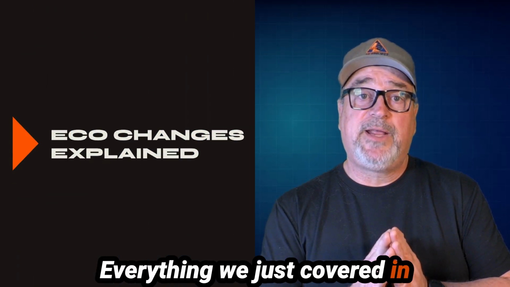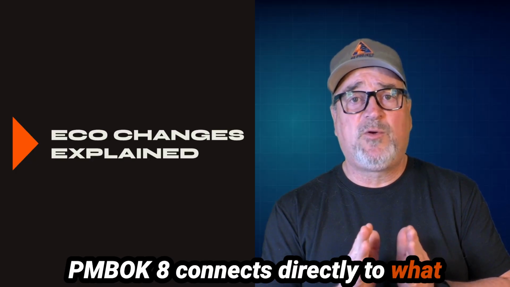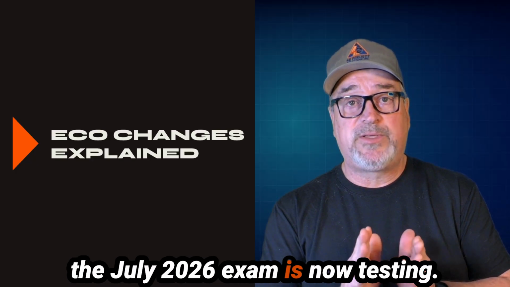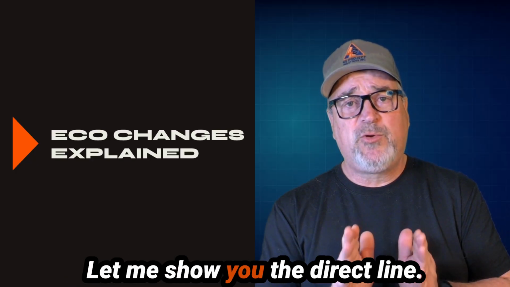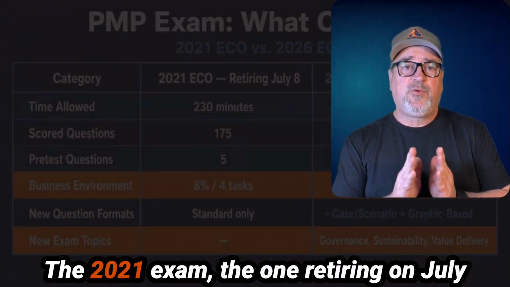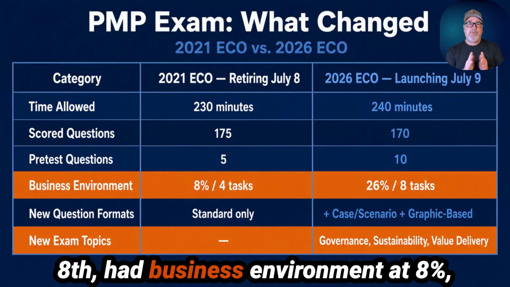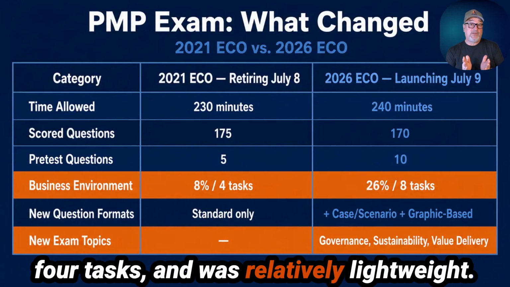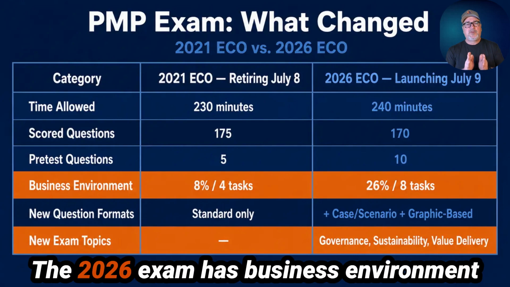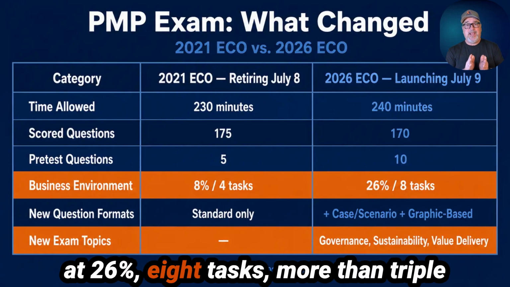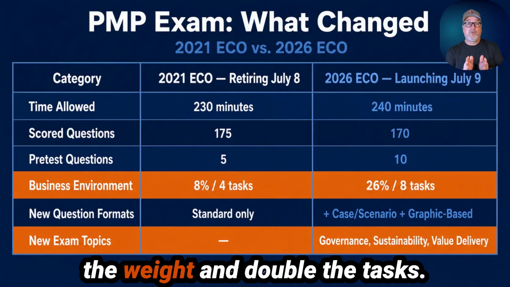Everything we just covered in PMBOK 8 connects directly to what the July 2026 ECO is now testing. Let me show you the direct line. The 2021 exam, the one retiring on July 8th, had business environment at 8%, 4 tasks, and was relatively lightweight. The 2026 exam has business environment at 26%, 8 tasks, more than triple the weight and double the tasks.